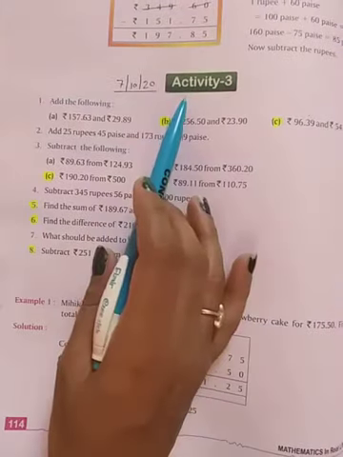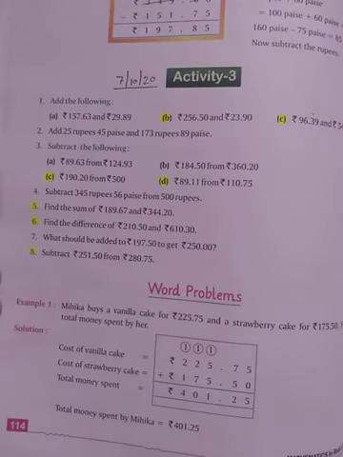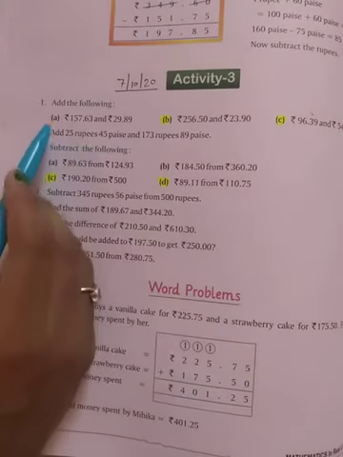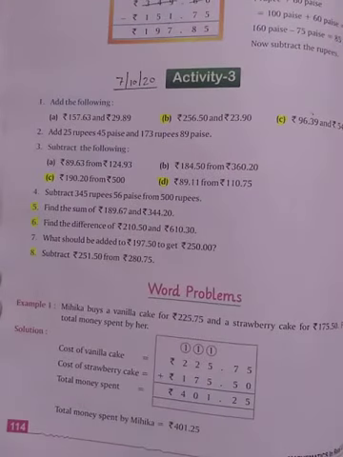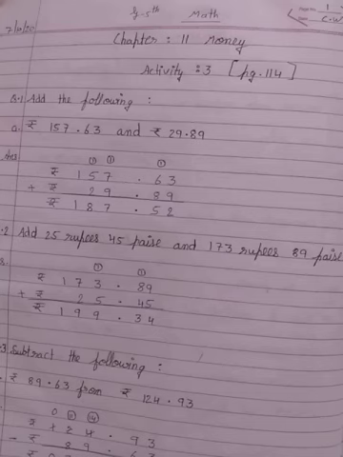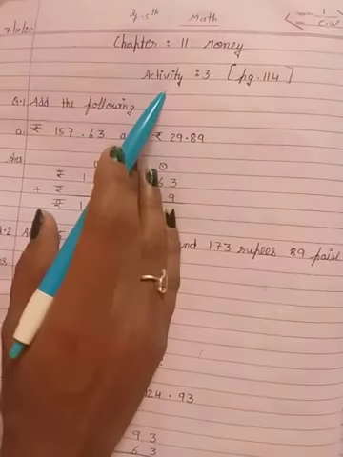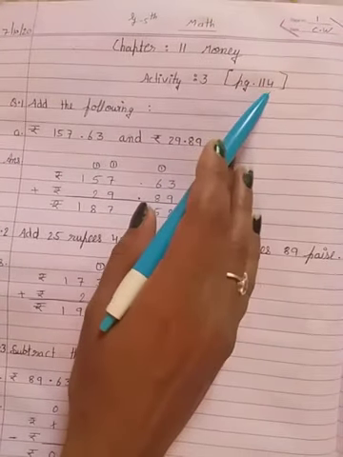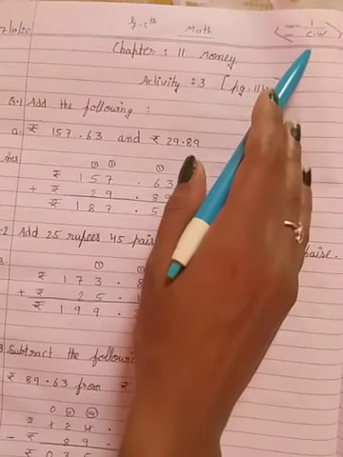Students, this activity 3 is related to addition and subtraction of money. How we add and subtract money, today we will learn. Take out your notebook. We will solve in our notebook. Mention today's date, chapter, name, and activity 3, which is on page number 114 in our book, and we are doing our classwork.